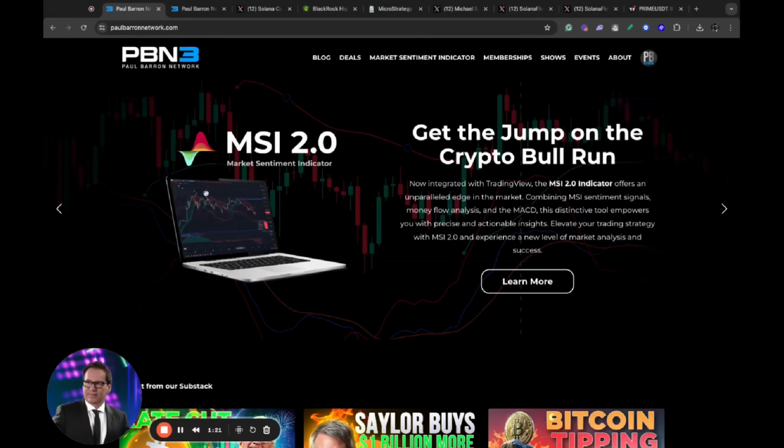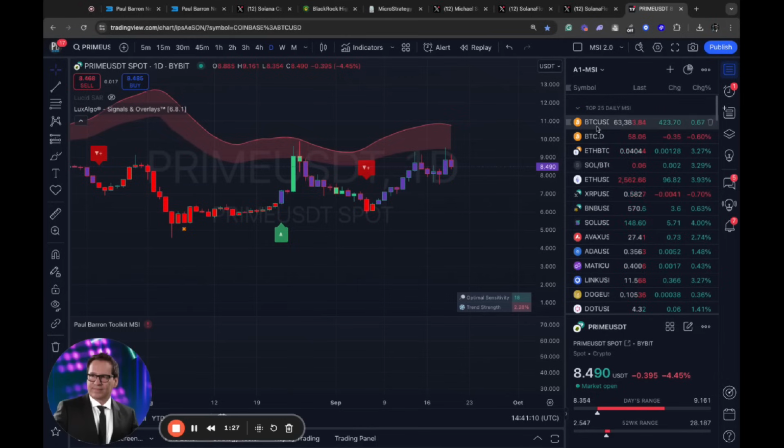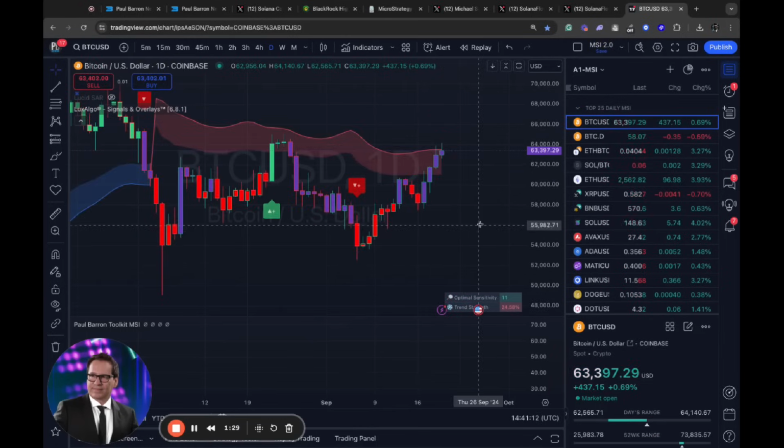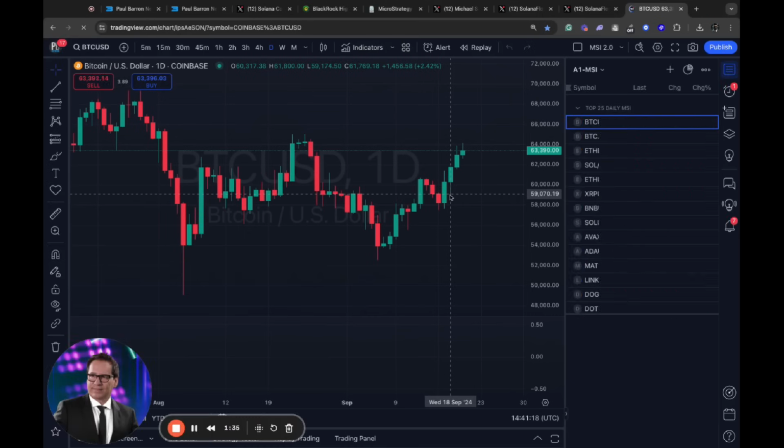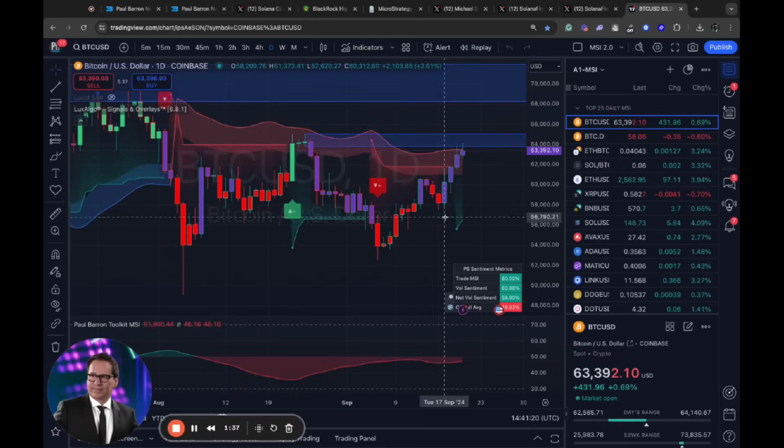The way that you'll use the tools, though, is through the MSI 2.0. In the chart, I'm going to jump over here to Bitcoin, and we'll take a look at uploading the MSI 2.0. Let me reload the page for you guys real quick. So let's take a quick look. What you'll see is this is on the daily, and right here is our sentiment metrics that show trade sentiment, volume sentiment, net volume sentiment, and overall sentiment.